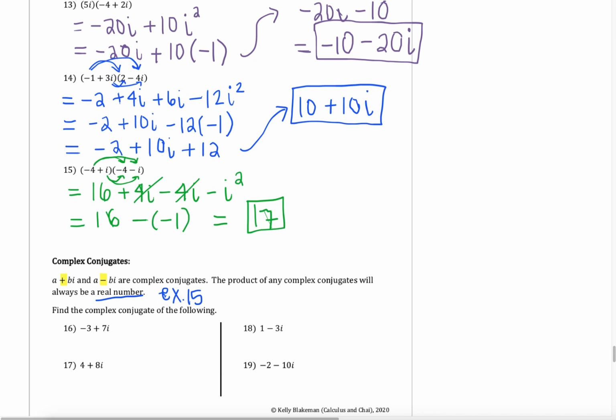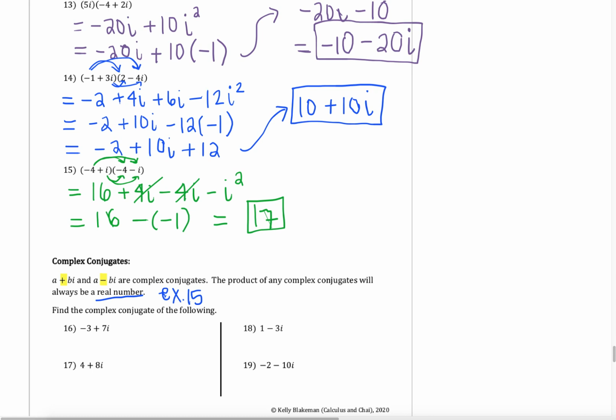So in the next set of examples, we're not going to solve for anything, we're just going to practice finding the complex conjugate. So let's look at example 16. We have -3 plus 7i, and we want to find the complex conjugate for that.